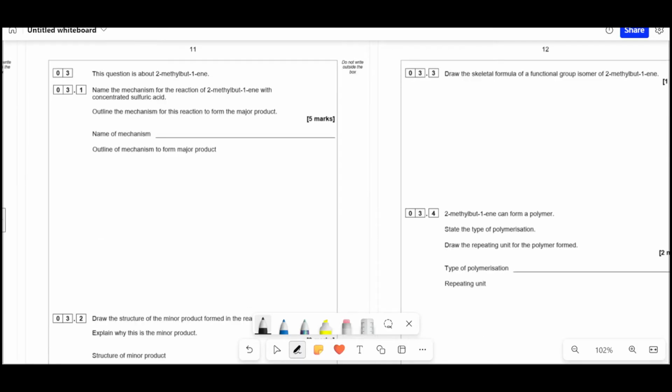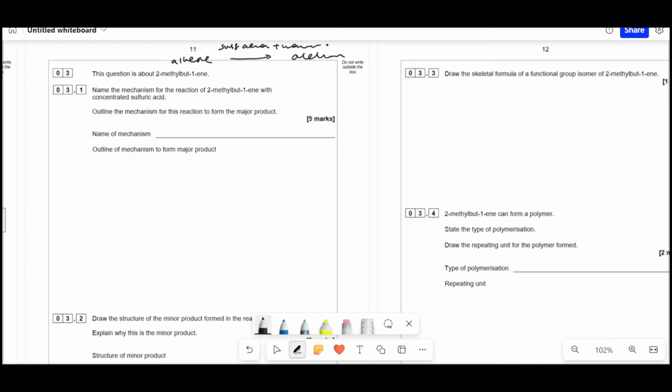This question's about 2-methylbutene. Name the mechanism of the reaction with concentrated sulfuric acid, and then outline the mechanism that forms the major product. So you should be able to recognize that, first of all, this is an alkene, and you're adding concentrated sulfuric acid. If you add an alkene to concentrated sulfuric acid, it literally sticks the sulfuric acid bit onto the molecule. But if you then add water, it makes the alkene become an alcohol. So generally speaking, you're going from an alkene to an alcohol. How? By doing the sulfuric acid plus the water.